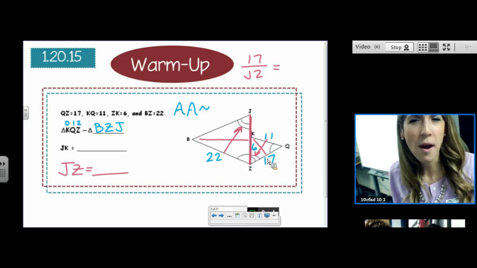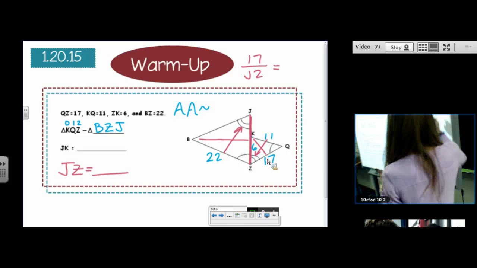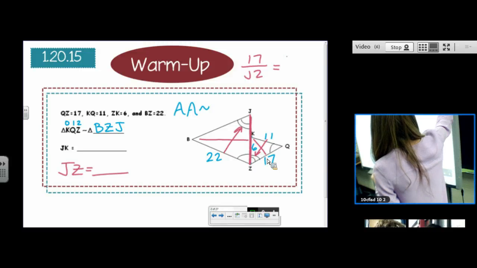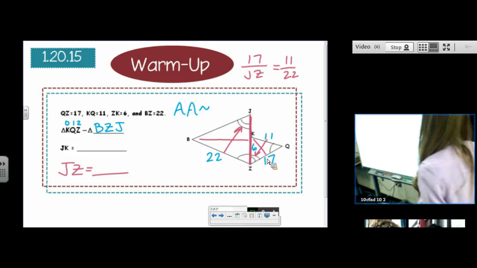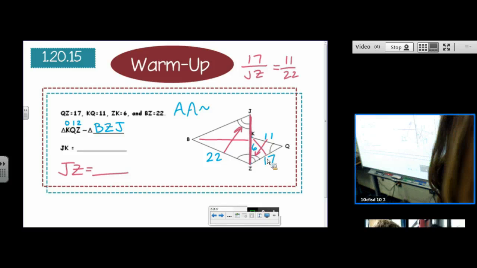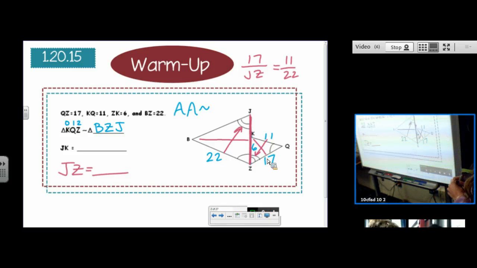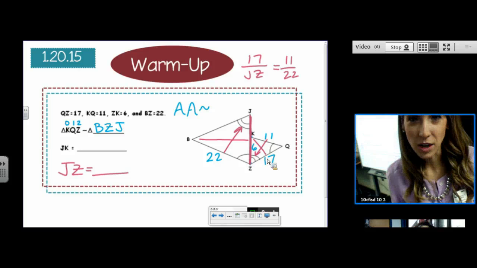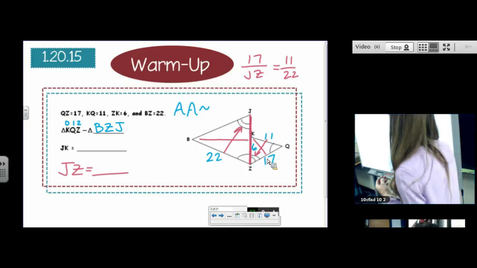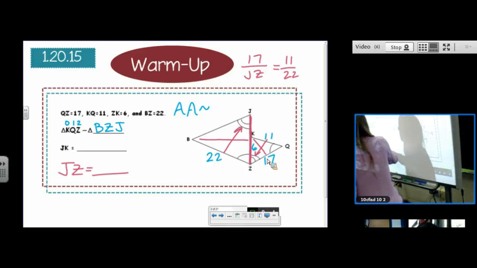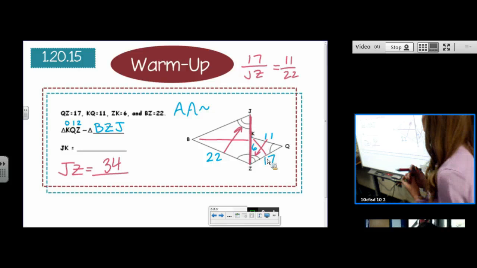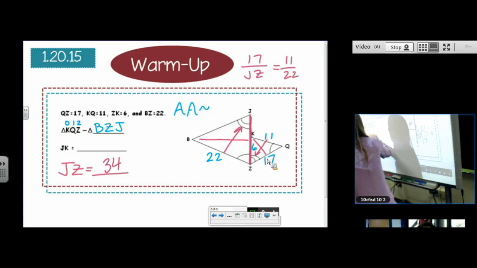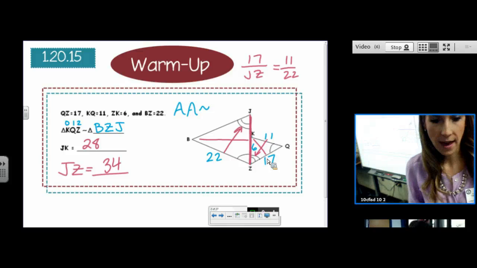That's all there is to this problem, but people missed it on the quiz like crazy. So 17 is to JZ as 11 is to 22. So 17 times 22 divided by 11. Or you just know that you double 17 because the scale factor is 2. So JZ is 34, and then you simply subtract 6 from it. So I think JK was 28. Are we okay with that?